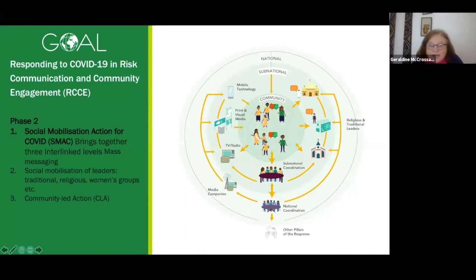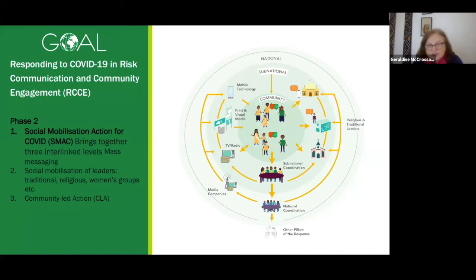So can you tell us a little bit about GOAL's community engagement approach and where it's being implemented? Community-led action is our main community engagement approach, with the aim of having communities do their own risk analysis and trigger collective community action. It's part of a broader community engagement program, the Social Action for Community COVID-19, or SMAC as we call it, that combines the CLA with interactive mass media and engagement of influential leaders.